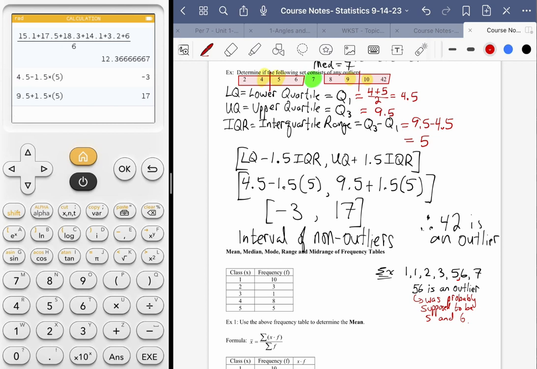So really quick, sorry. Sure. So the 42 is the outlier because it's not between the -3 and the 17? Exactly. I have a question as well. Whenever you give an outlier question, will you always have the equation there for us, or do we have to remember that? You'll have to know that. Okay.